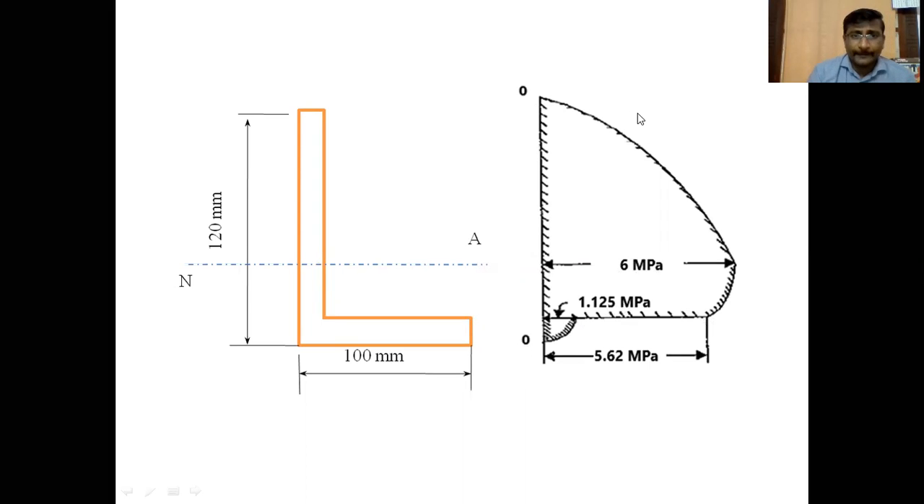Okay, students, this is the shear stress chapter, part 2 of unit 3. Till now I have completed the unit 3 topics.